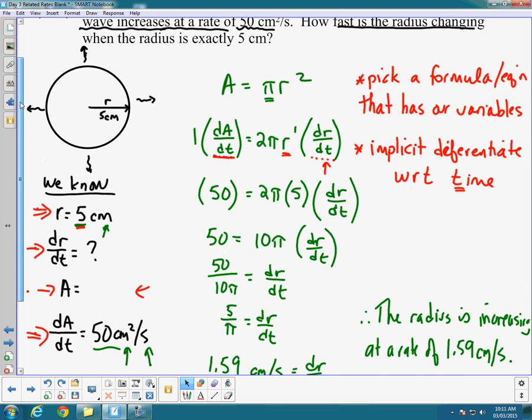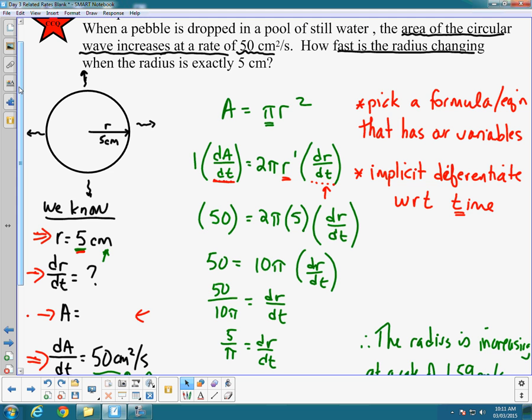Then you choose some function or equation, and make sure that equation has your variables in it. In this case, I chose A equals pi r squared. I took the derivative with respect to t, which introduced this whole dA by dt and dr by dt. And then I could substitute and solve.